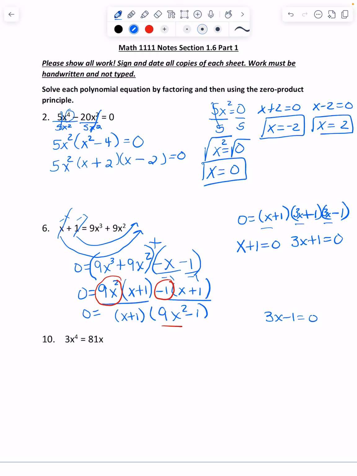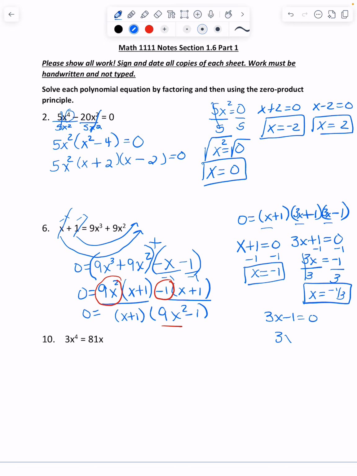And then I'm going to go back and solve. So here I'm going to subtract 1 from both sides. 0 minus 1 is negative 1. Over here, I'm going to subtract 1 from both sides. I get negative 1. Then to finish up solving, I would divide both sides by 3. So my second answer is negative 1/3.